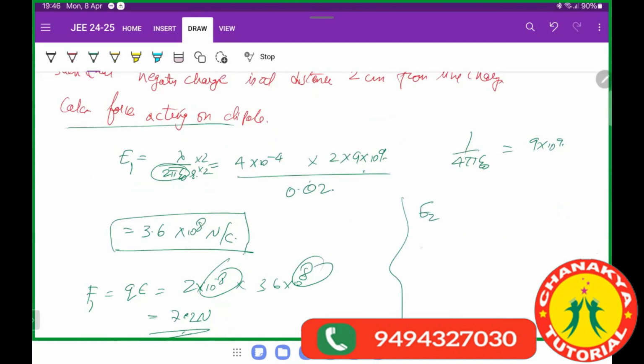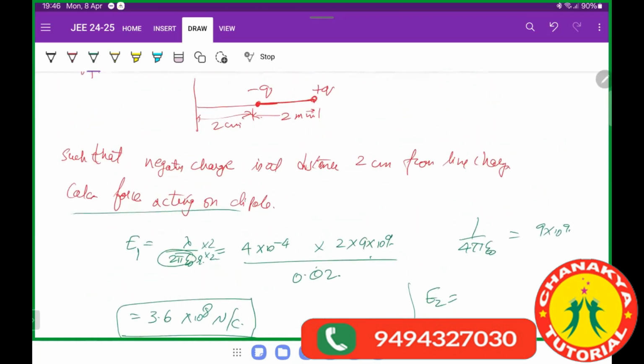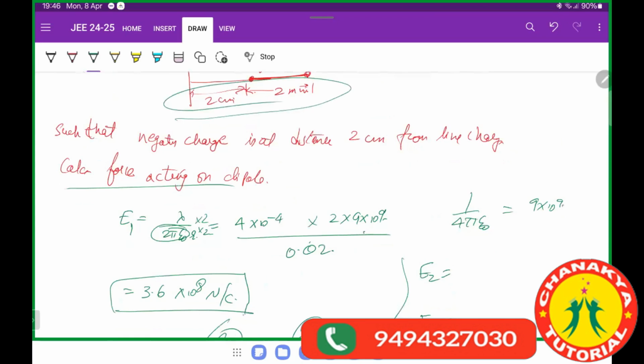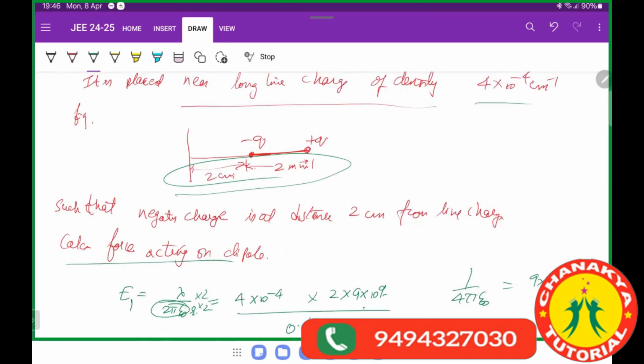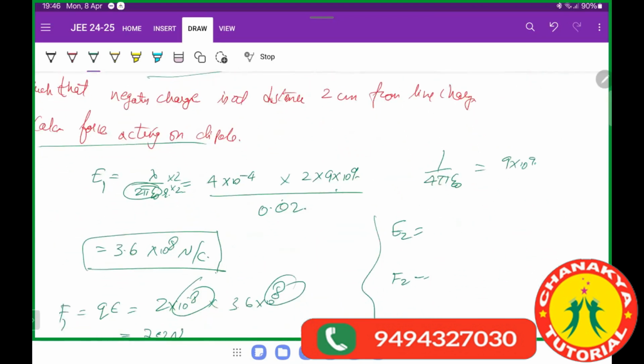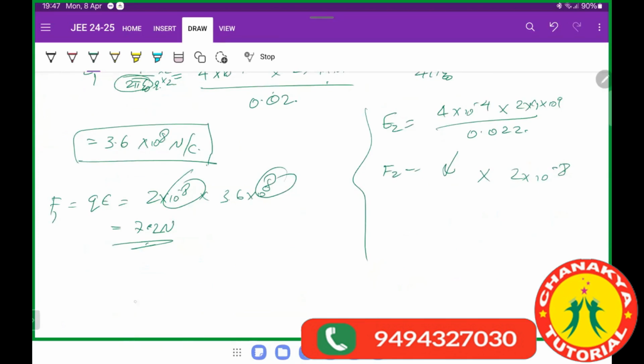In the same way, find it for the second one. But what would be the distance here? Total distance, because the first one is at 2 centimeter, the second one is at 2 centimeter and 2 millimeter. So 4 into 10 to power minus 4 into 2 into 9 into 10 to power 9 divided by 0.022. Next, you multiply with 2 into 10 to power minus 8. Now, overall net force: F1 will be greater, so F1 minus F2. That is your net force.